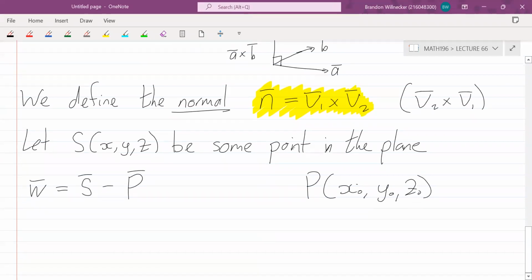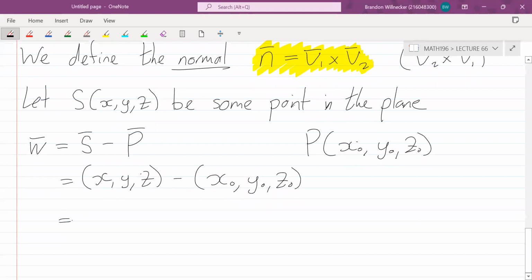So this is going to be S, which is (x, y, z), that's any point in the plane, minus P, which we said was (x naught, y naught, z naught). We know that's in the plane. That's already given to us. We can combine this to get a single vector, (x minus x naught, y minus y naught, z minus z naught). So that is our vector W.